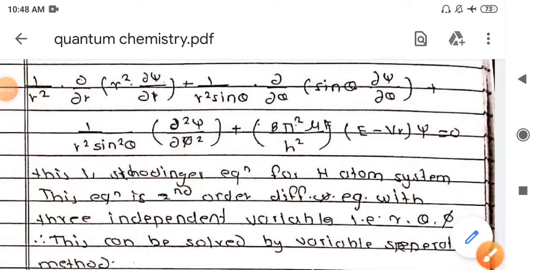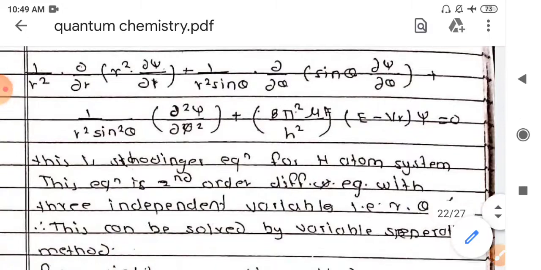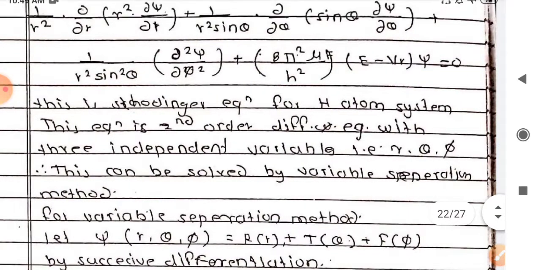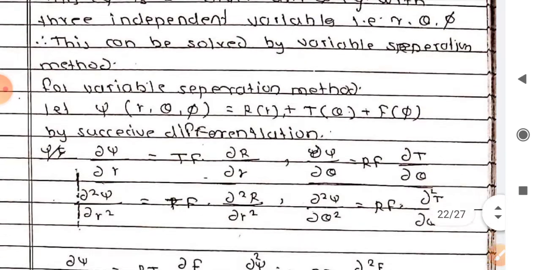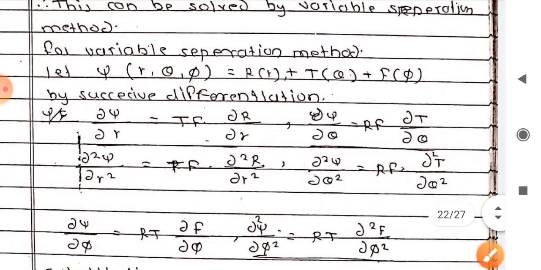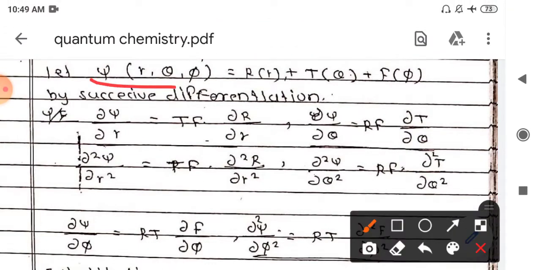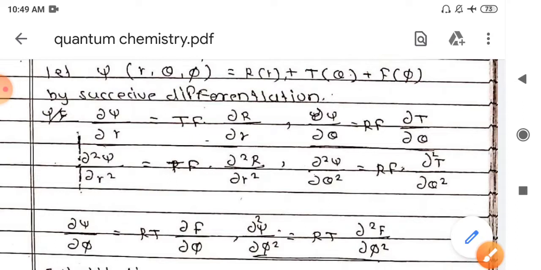So in the previous lecture we obtained the Schrödinger wave equation for the hydrogen atom, but we saw that we cannot directly solve this equation, so we have to use the variable separation method. For the variable separation method we will proceed as follows. For this psi, which is a combination of R, Θ and Φ, here it should be a multiplication sign.